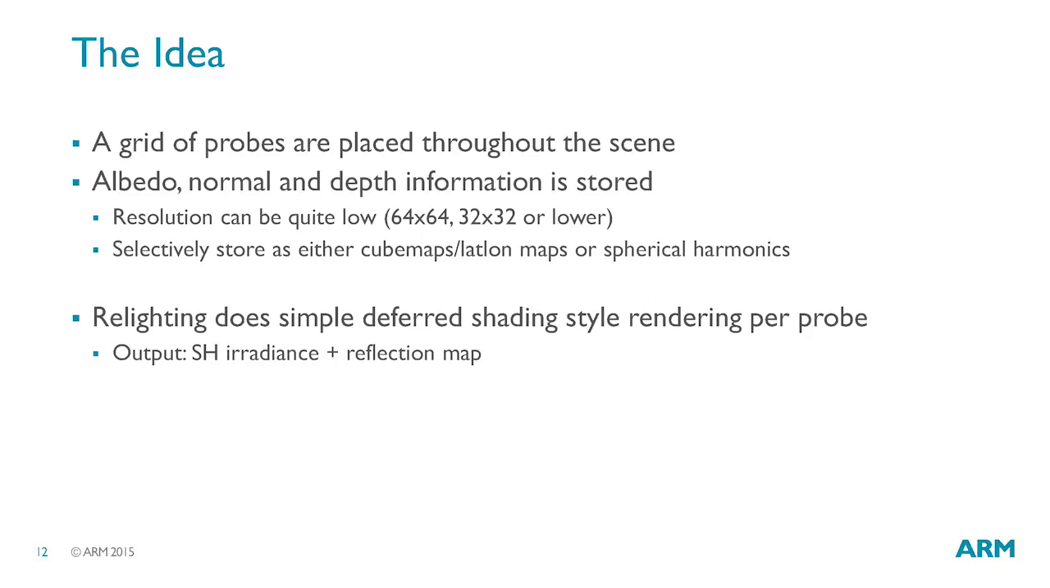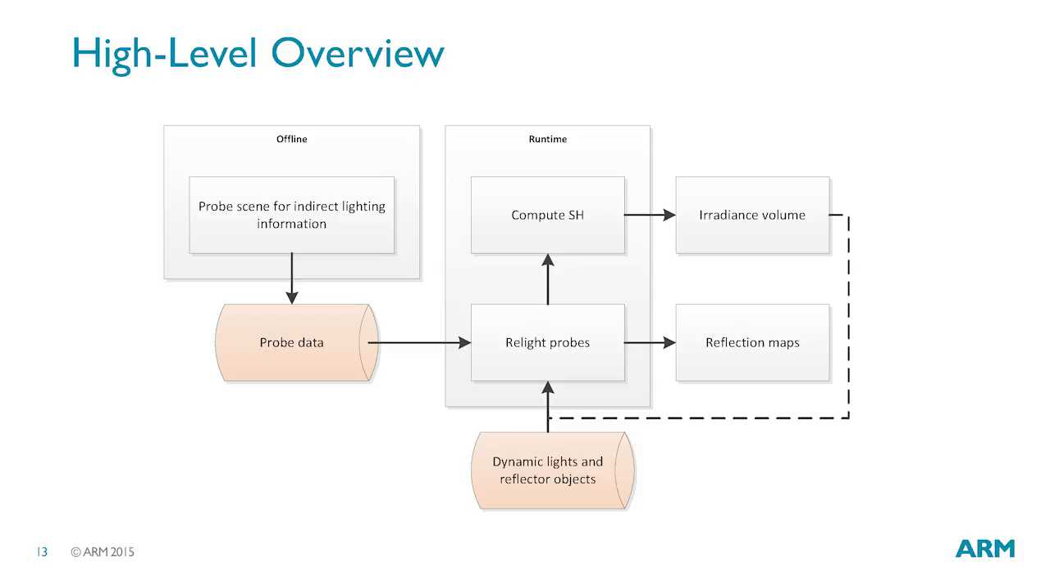So with this approach, we're not only storing low-frequency lighting information, we are also storing high-frequency information, so we can use that to generate reflection maps that we can feed into our lighting engine. You can basically feed a physically based renderer with all this information to get quite nice results. So this is the high-level overview of the technique.